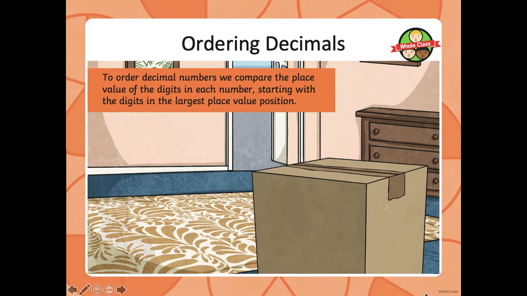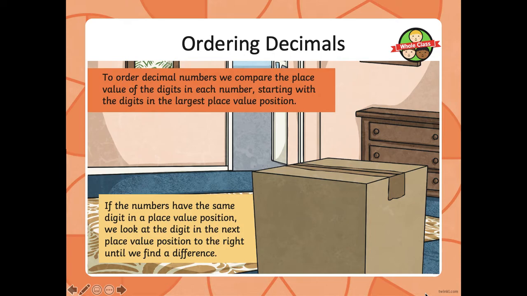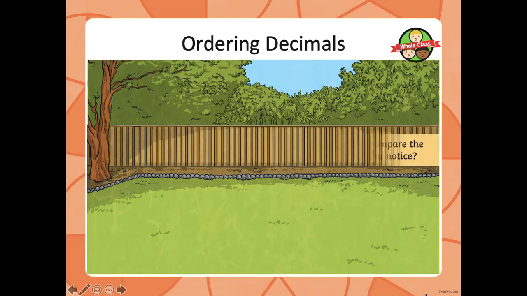Okay, right. Ordering decimals. To order decimal numbers, we compare the place value of the digits in each number, starting with the digits in the largest place value position. If the digits have the same digit in a place position, we look at the next digit, and then the next one, and the next one, until we find a difference. So we keep going until we find a difference.